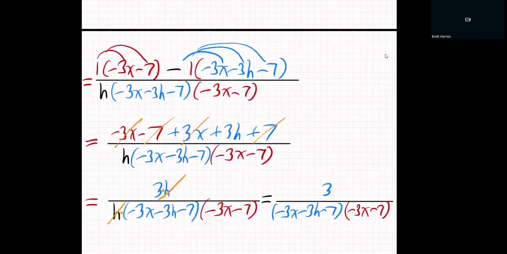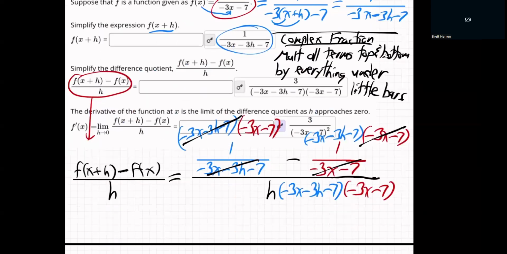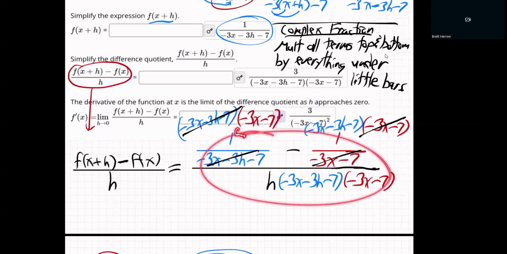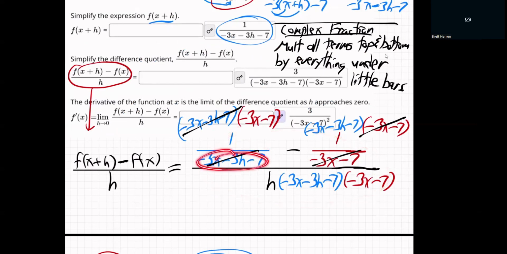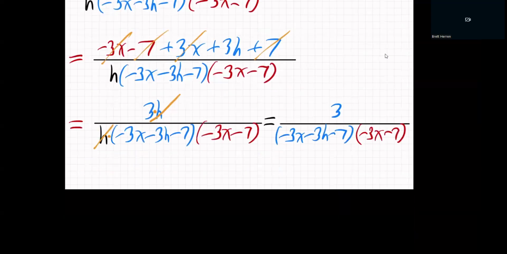So is that what they have? 3 over that? Is that what they have for the answer? 3 over that. That's exactly right. So we get that. Second answer right. Let's see that again. So we wrote this at first, and then we said, oh, we can't have fractions in the top of a fraction. So what do we do? We multiply by all those items under the little bars, top and bottom. And then cancel, cancel, cancel, cancel, and multiply what's left over.